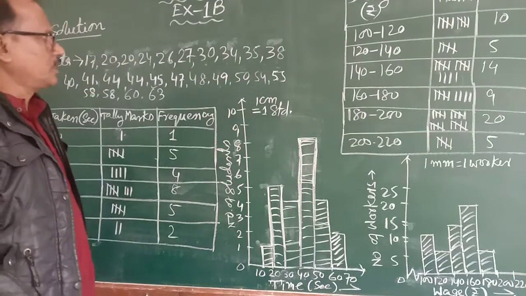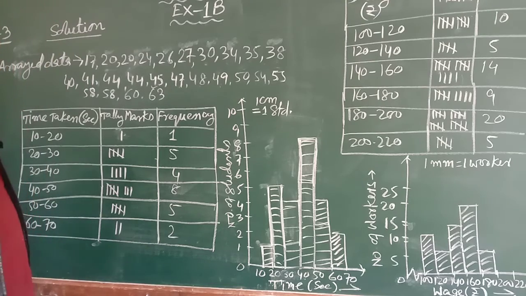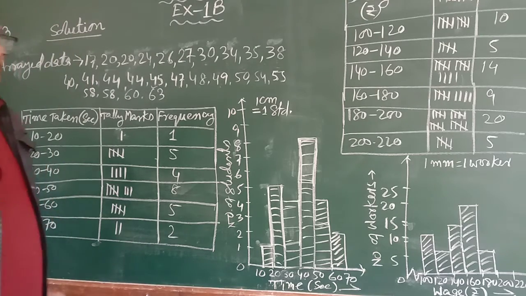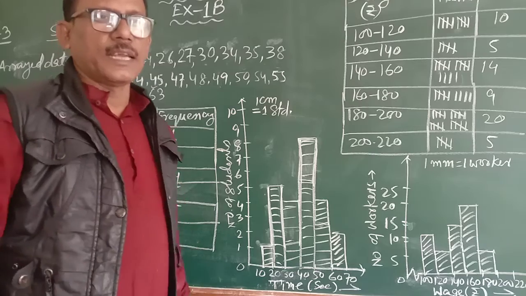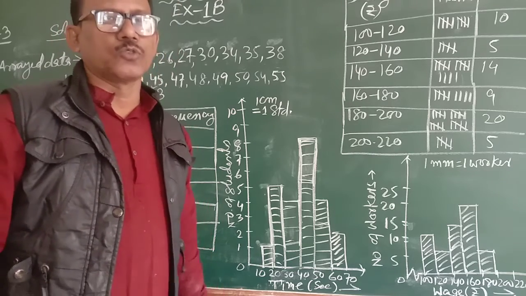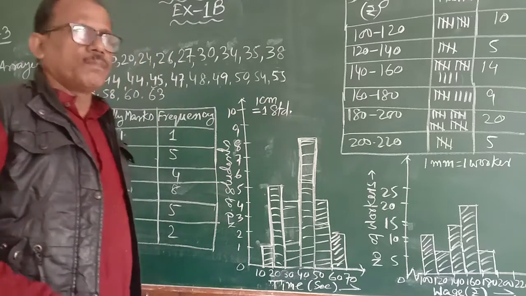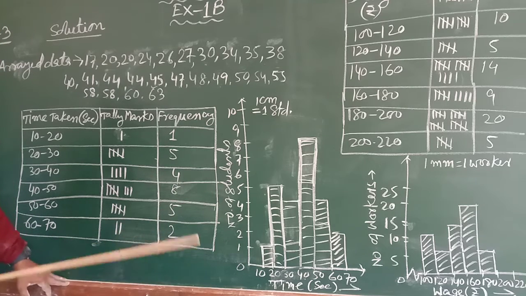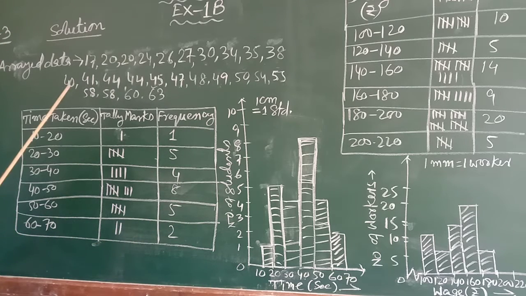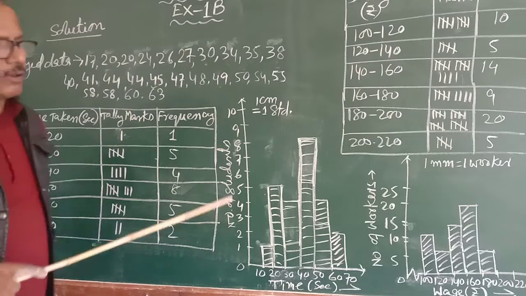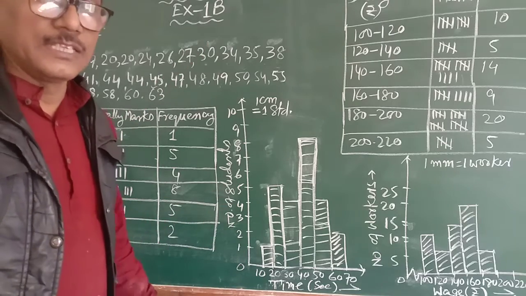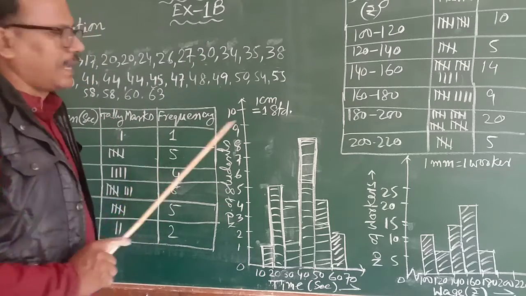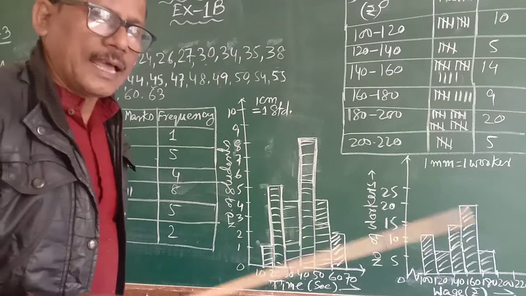Listen to me carefully. See, children, I have taken question number 3, where the data of 25 students has been taken, who took time in seconds to solve one quiz question. The data is given to you in a not arranged way, so I have arranged it and made it arrayed data.